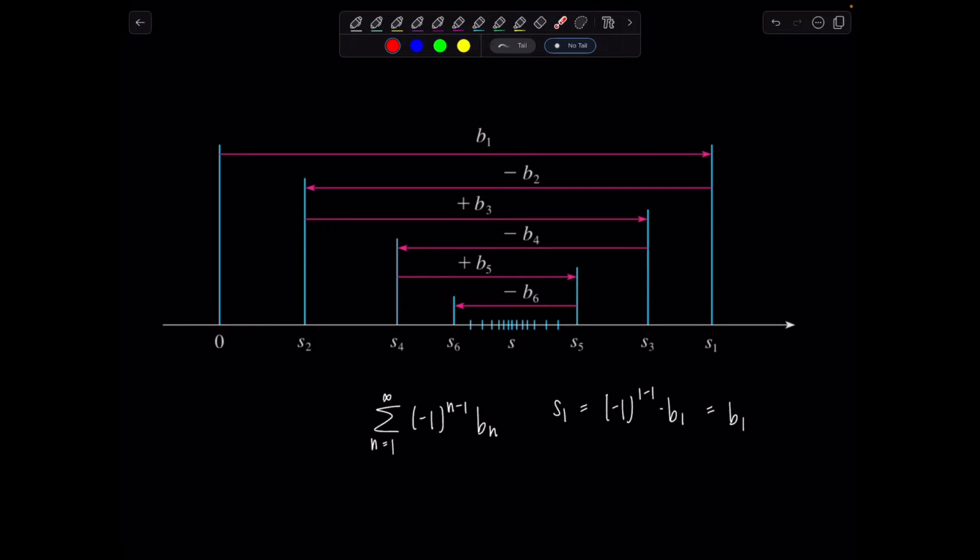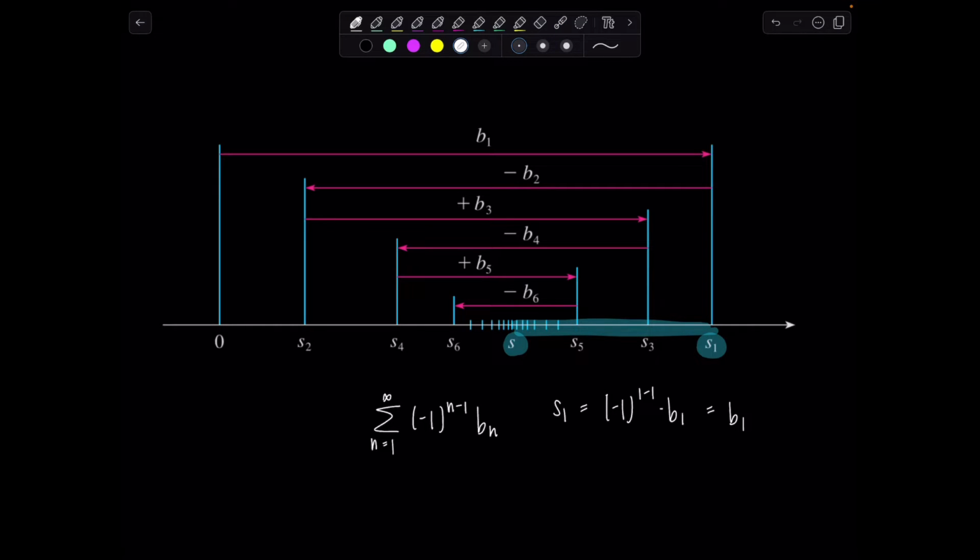What's the error? Well, here's the true sum. Here's the partial sum. This is the error, this much right here. Well, the alternating series estimation theorem tells me this error is less than whatever b sub 2 is. And you can just see, here's b sub 2. And obviously that's longer, greater in magnitude than this error right here.